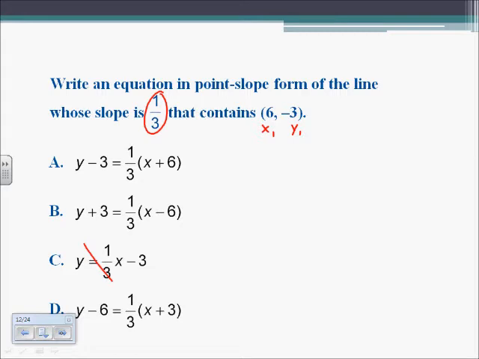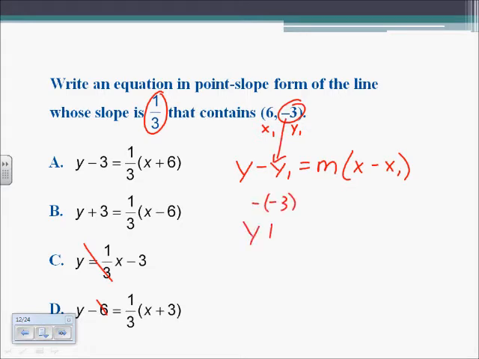Okay, looking through just by process of elimination, it cannot be D. Alright, and we're left between A and B. If our original equation is y minus y1 is equal to m quantity x minus x1, and I replace in my negative 3 for y1, since there's already a negative there, I'm minusing a negative, and minus negative becomes a positive, so I have y plus 3 is equal to 1/3 x minus 6. Looking then at our choices, B is our correct answer.